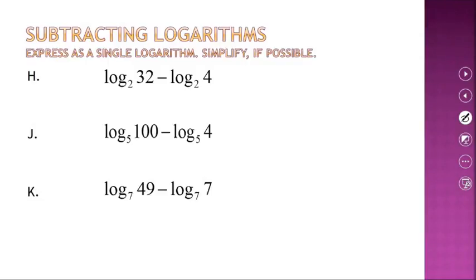All right, so we're going to combine these. Log base 2 of 32 minus log base 2 of 4. We are subtracting, but it doesn't mean we're actually subtracting. It just means we're going to divide the numbers in each logarithm. So this would be 32 divided by 4, which we can simplify as 8, log base 2 of 8.